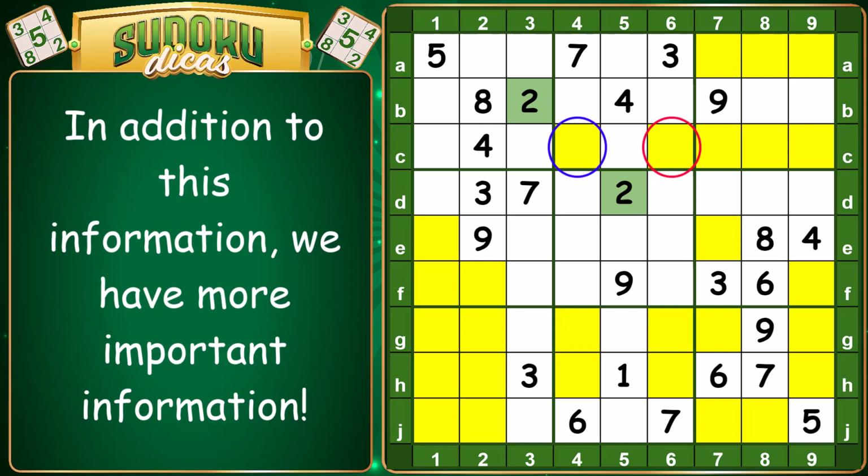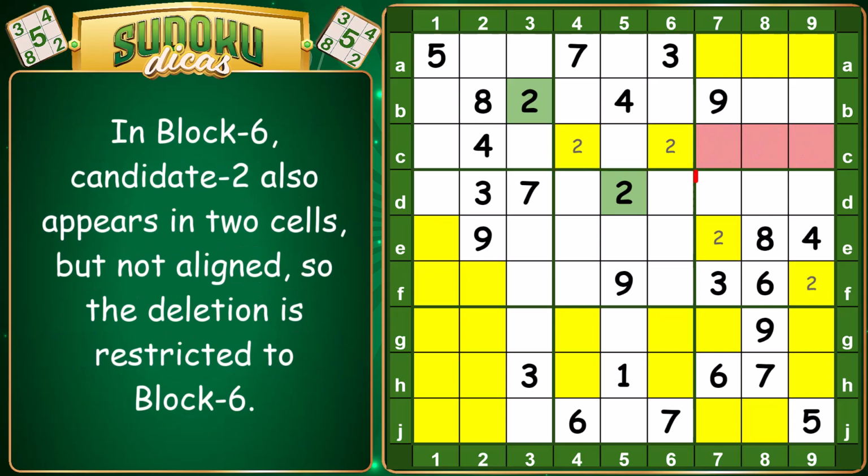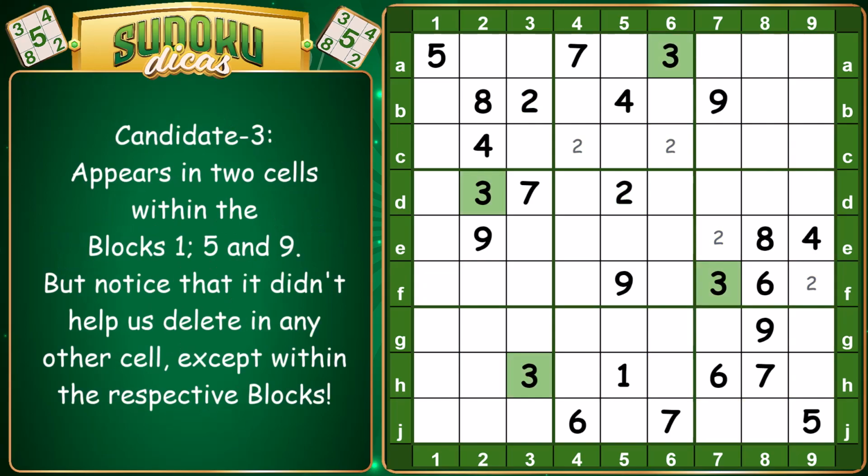In addition to this information, we have more important information. They are lined up in the bottom row, which forms a pointing pair, which rules out the possibility of there being another 2 in the pink cells in block 3. In block 6, candidate 2 also appears in two cells, but not aligned, so the deletion is restricted to block 6. Candidate 3 appears in two cells within blocks 1, 5 and 9. But notice that it didn't help us delete in any other cell, except within the respective blocks.